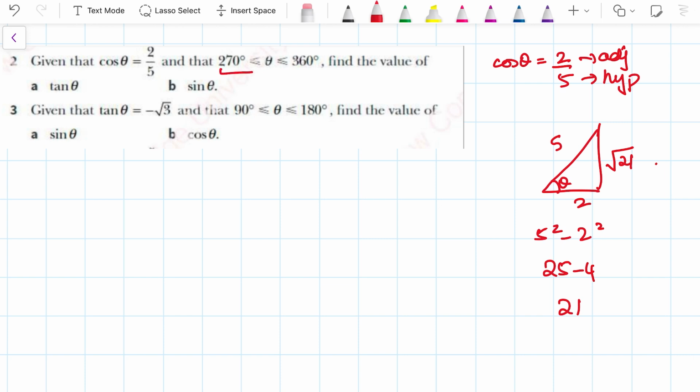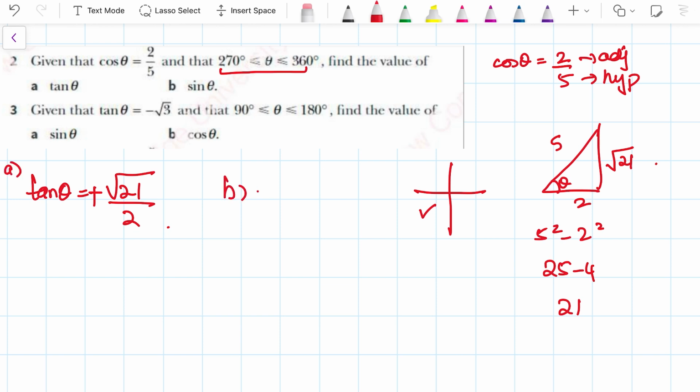And it is 270 to 360, meaning it is the fourth quadrant. Tan theta. So tan theta is opposite upon adjacent with a plus sign, because in the third quadrant tan is positive. B part, sin theta. Opposite upon hypotenuse, but sin is negative in the third quadrant.